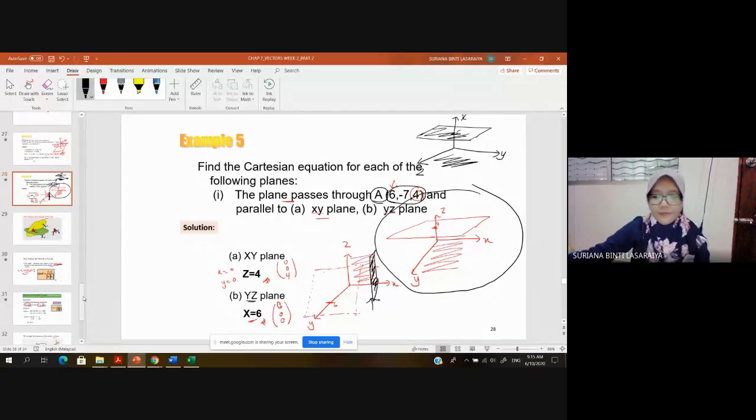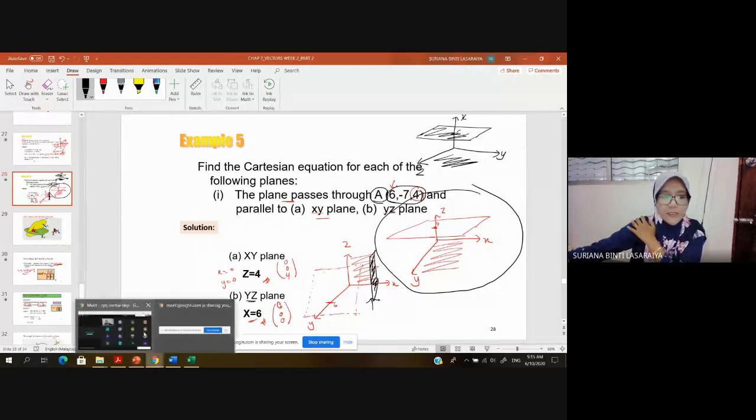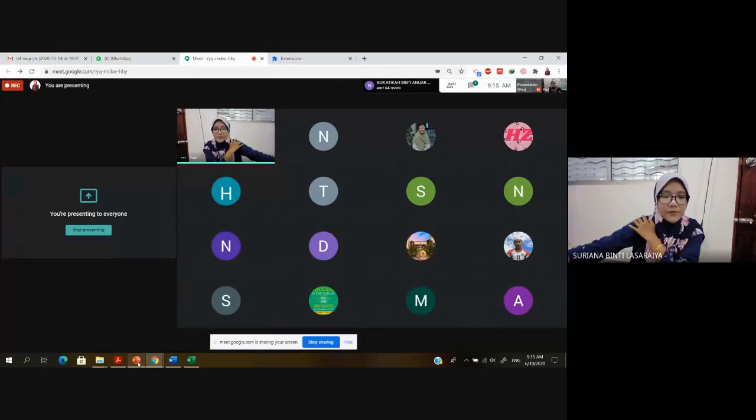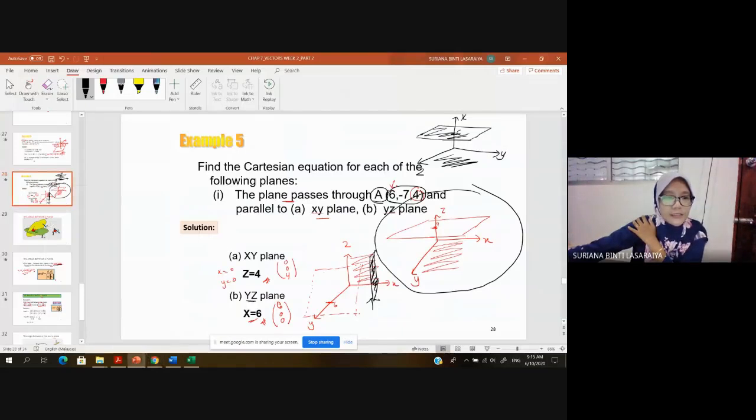Ada yang tertinggal? Ada yang tertinggal kah? Ada sudah yang tertinggal ni, baru mau masuk. Okay, boleh. Oh, okay. Okay, next.